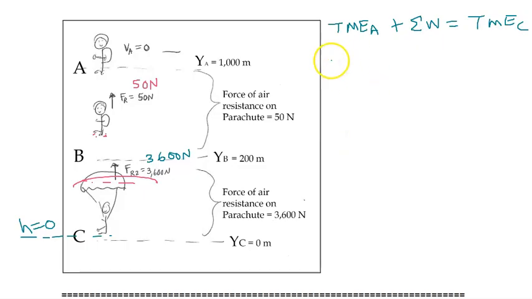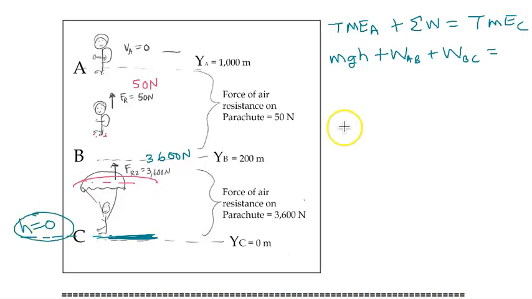Okay, so at point A, there's no springs in the problem and they're not moving, so they only have MGH at A. What is tricky is that we have the work done by the parachute from A to B plus the work done by the parachute from B to C equals, at C, they're at sea level, so they only have kinetic energy at C.